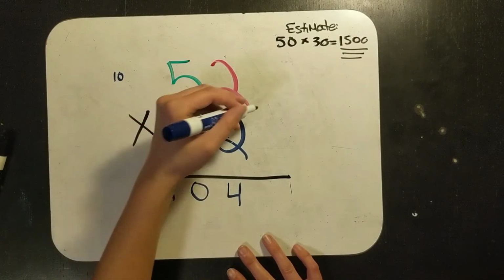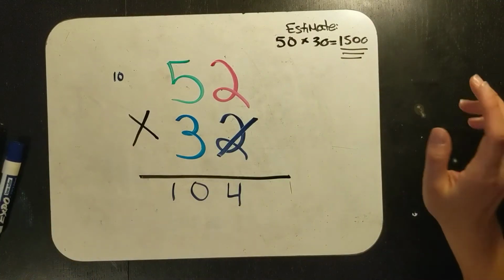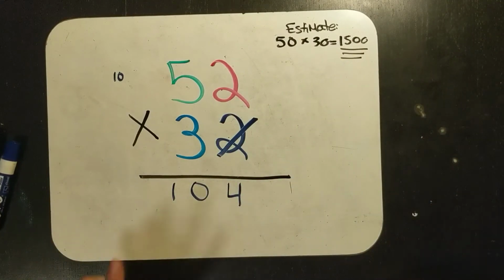Now I'm done with the 2, so I'm actually going to cross it off. We will cast it out into space. It was the imposter. We're done with it. And now we'll do the 3.